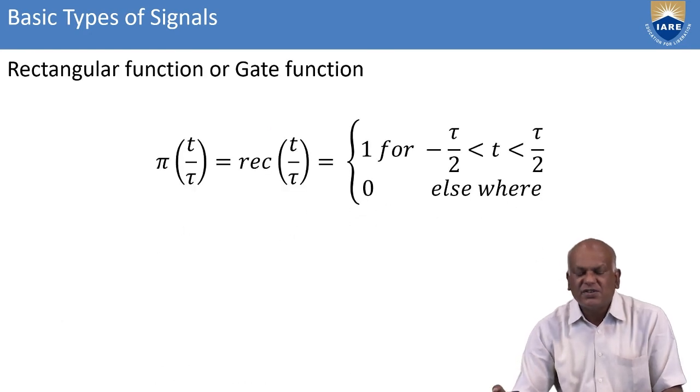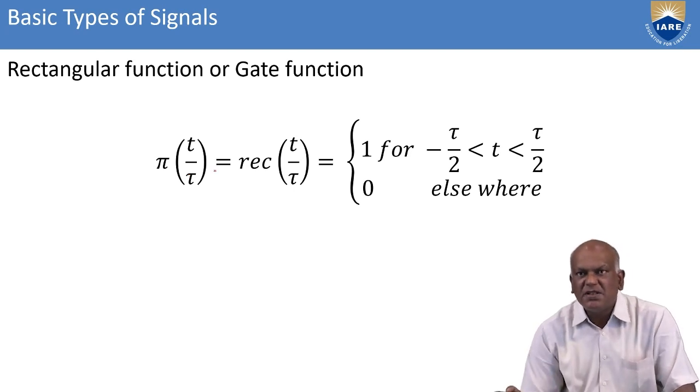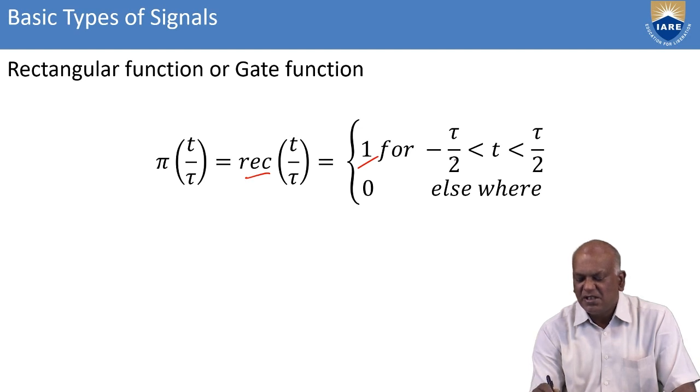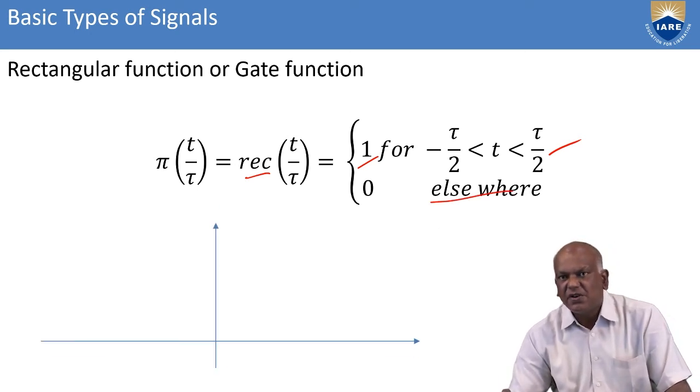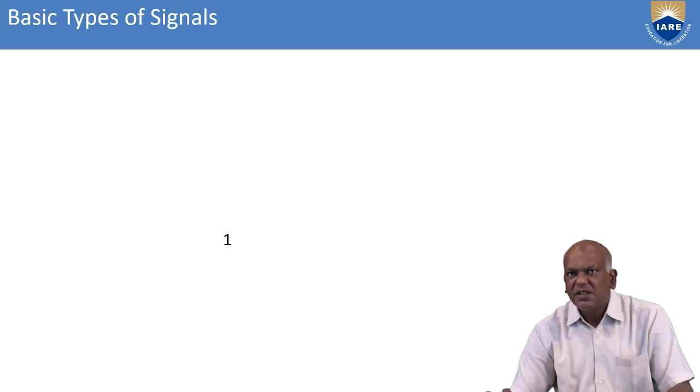Now we can go for the rectangle function. This is represented by rect of t by tau, where tau indicates the width of the pulse. The value is equal to 1 for minus tau by 2 less than t less than tau by 2, and 0 elsewhere. Now you can see the graphical representation of the pulse. This is a rectangle pulse, also called a gate function, centered about 0.